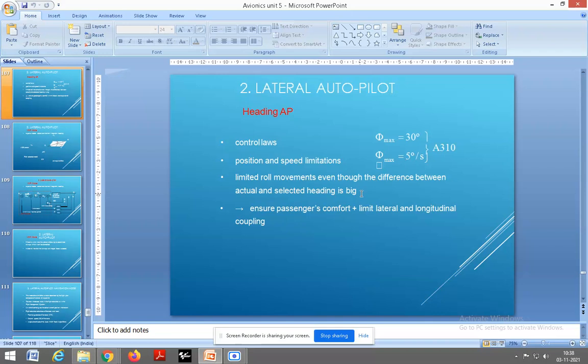You know the roll movement, the rollover. That movement will be very limited, based on the value achieved from the actual and selected heading angle. This movement is based on the passengers' comfort. The rollover movement should provide passenger comfort, and based on that only the rollover movement will be provided.